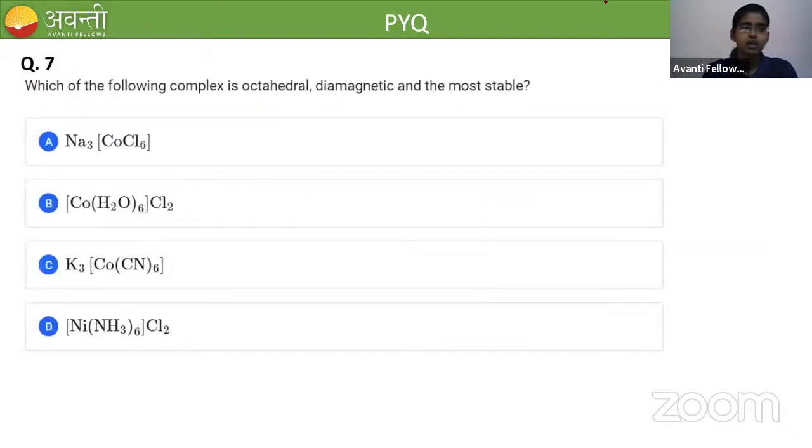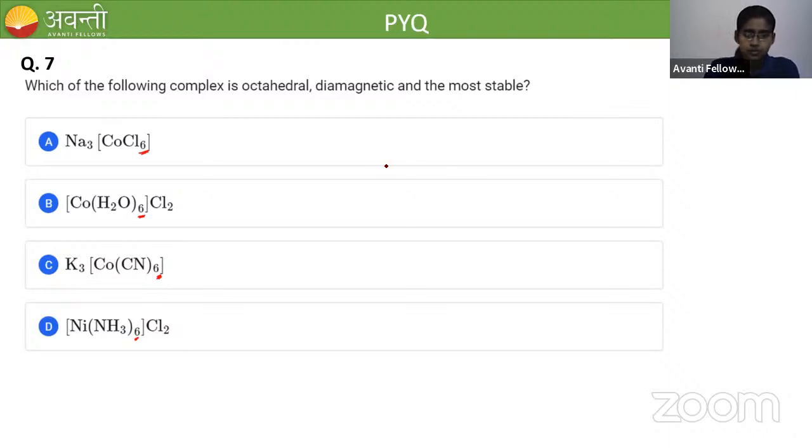Which of the following complexes is octahedral, diamagnetic, and the most stable? You have to use the valence bond theory to solve this. So the complex should be octahedral, which means it should have a coordination number of 6. Let's check. In the first complex, the coordination number is 6. The second complex also 6, the third the same, and the fourth also the same. So the coordination number is the same for all, which means they are octahedral in nature.